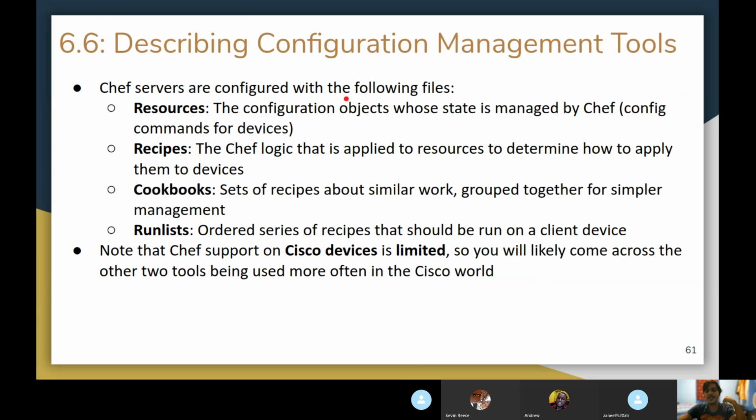So Chef servers are configured with the following files. They're configured with resources, which are the configuration objects whose state is managed by Chef, which is just the config commands for devices. You have recipes, which is the Chef logic that is applied to resources to determine how to apply them to devices. You have cookbooks, which are sets of recipes about similar work grouped together for simpler management. And you have run lists, which are ordered series of recipes that should be run on a client device. So you see, one of these things here are templates and variables, like we started off with Ansible, but the idea is the same.